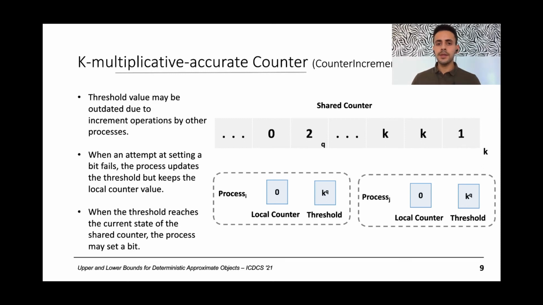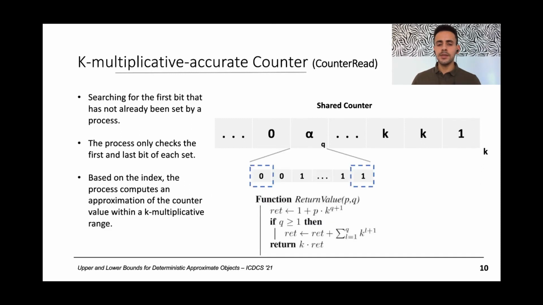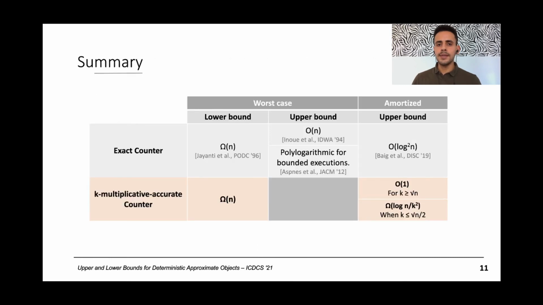When a process calls a counter read operation, it searches for the first bit that has not been written by a process yet. We proved that a process only needs to check the first and last bits of each set in order to approximate the value of the counter within the range defined by the sequential specification of the K-multiplicative-accurate counter.